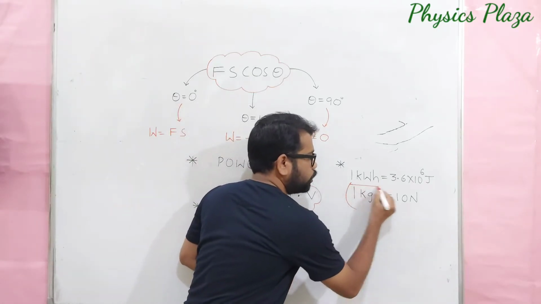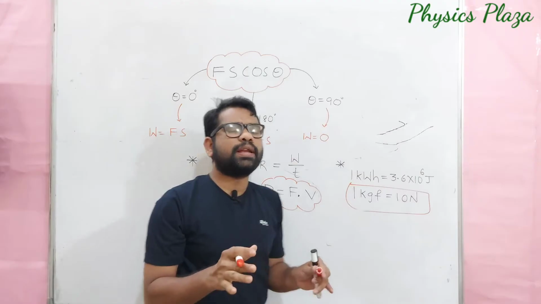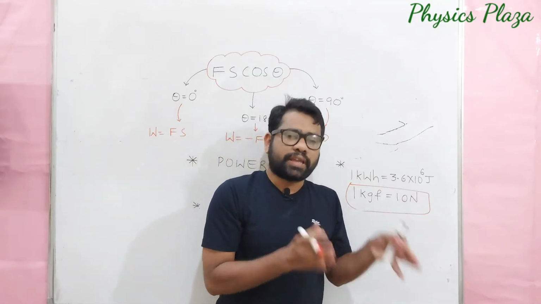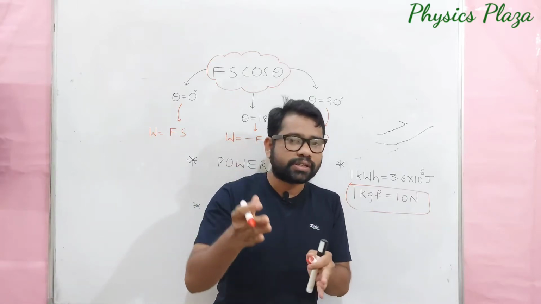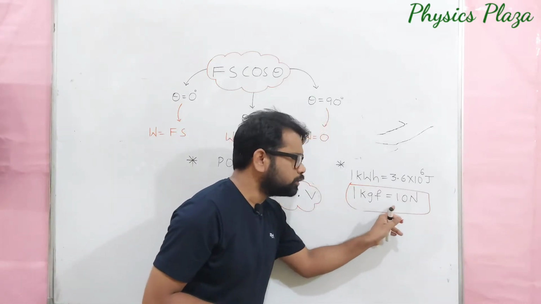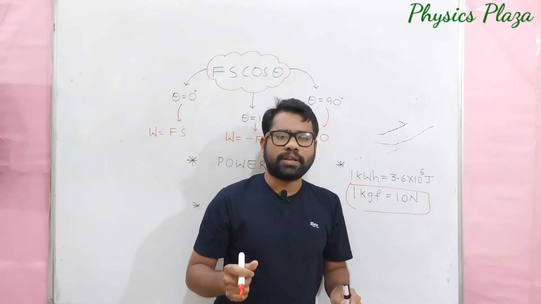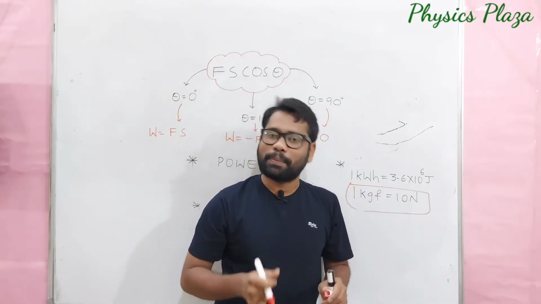One more point, dear children: 1 kgf is equal to 10 newtons. Usually in a numerical, sometimes weight or force is given in kgf. There we need to convert into newtons, where 1 kgf is equal to 10 newtons. So by using these formulas, we are going to do the numericals in the best way.